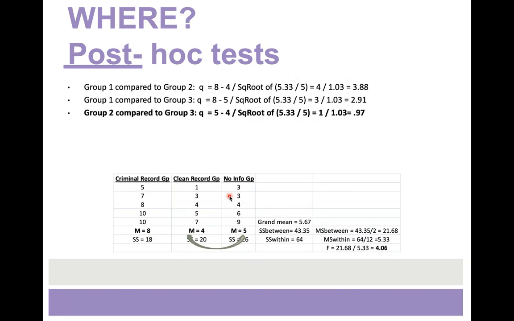So go ahead and press pause, take a look at these numbers, and make sure you know where they come from. Remember, this all reduces to 4 divided by 1.033, or 1.03, 3 divided by 1.03, and 1 divided by 1.03.